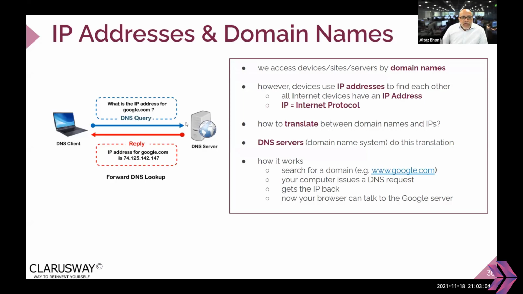There are DNS servers around the world that do this translation. Every time you have a machine over here that wants to access another machine, so for example, this machine wants to access google.com, when you search for google.com, the first thing it does, you don't see it, is make a DNS request. And that DNS request goes to a DNS server.